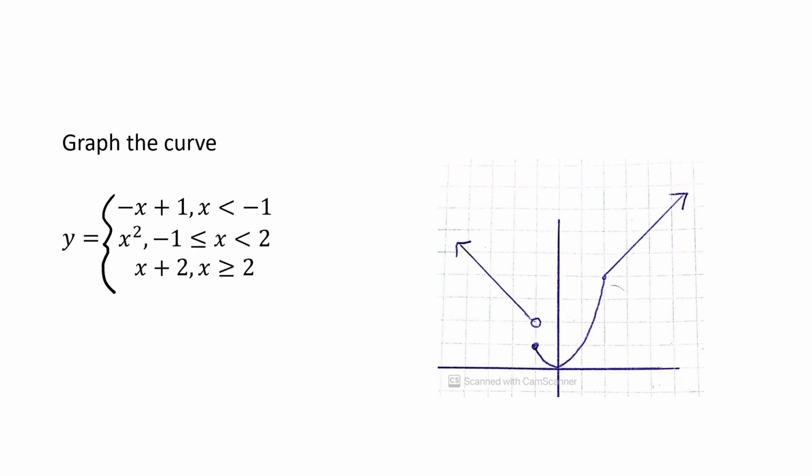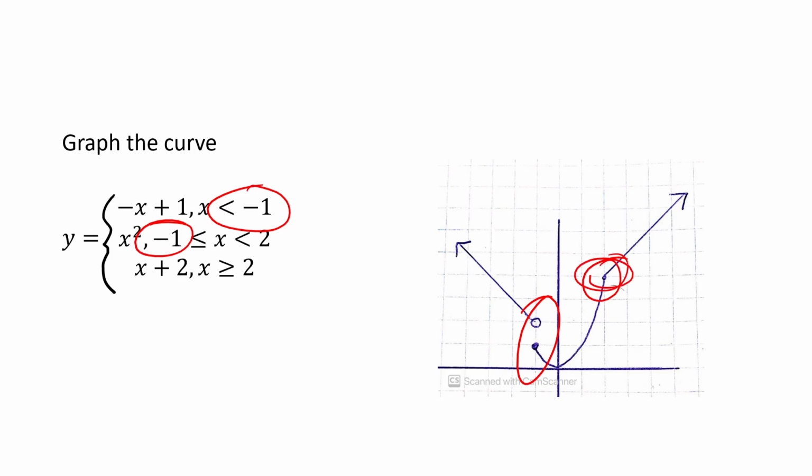Now, something I want to point out to you, notice that the curve is discontinuous here, but it's continuous here. A curve will be discontinuous at the boundary point, like we see here, x equals negative 1 is a boundary between these 2 domains. A curve will be discontinuous if the y value of one of them doesn't equal the y value of the other. In other words, if the open circle doesn't land on top of the closed circle.